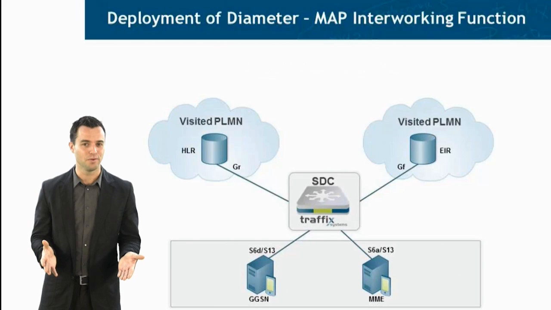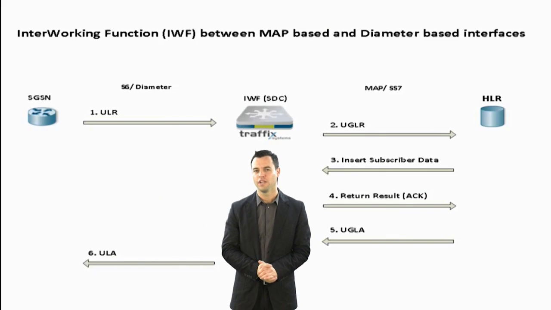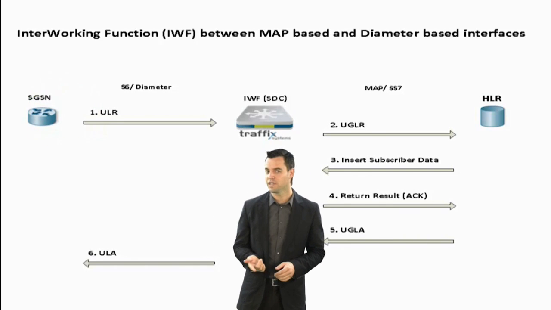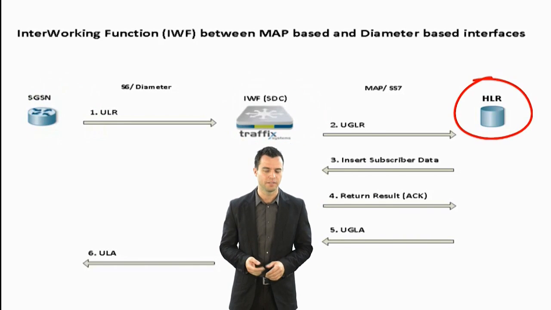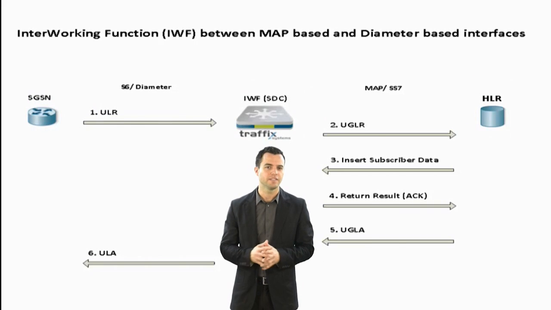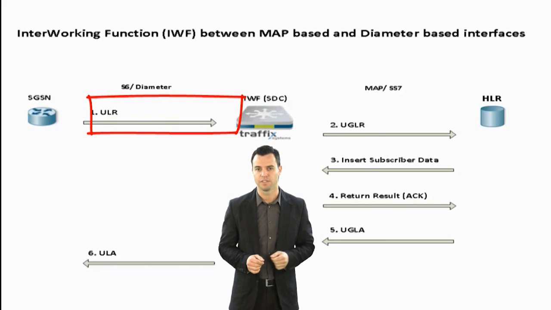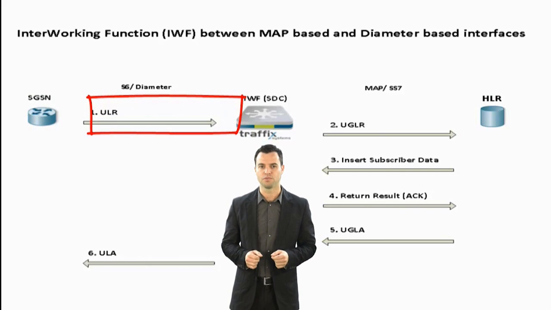So let's begin the demo. The following topology illustrates the scenario that we are about to emulate. As you can see, we have three entities playing different roles. There is an SGSN element, the interworking function entity, and an HLR element. The flow begins as the SGSN sends an update location request over the S6 Diameter interface towards the interworking function node.